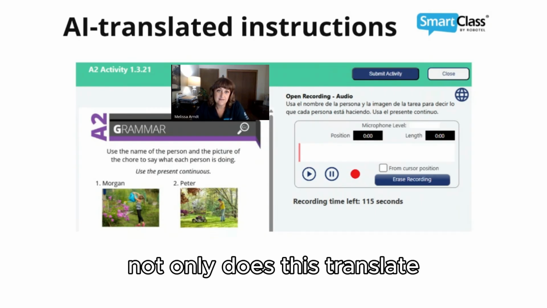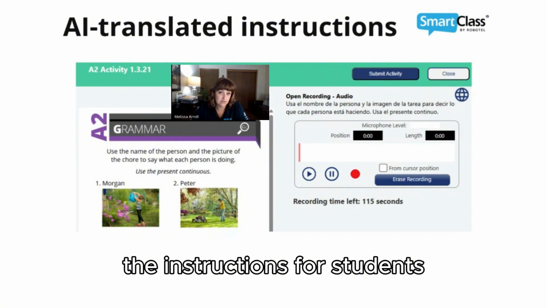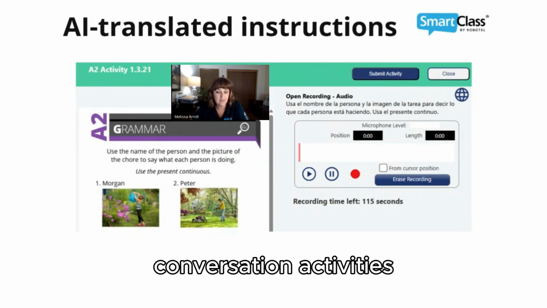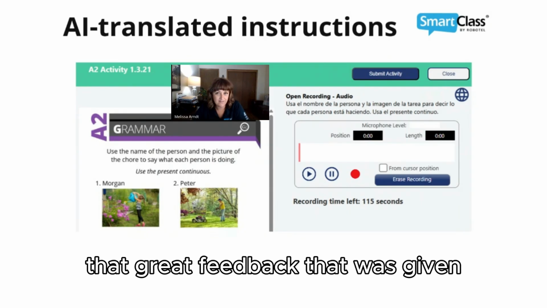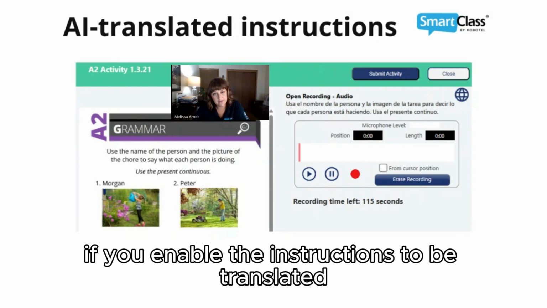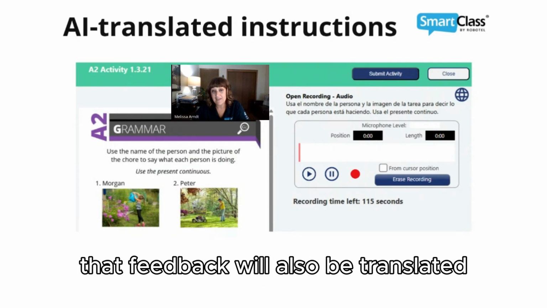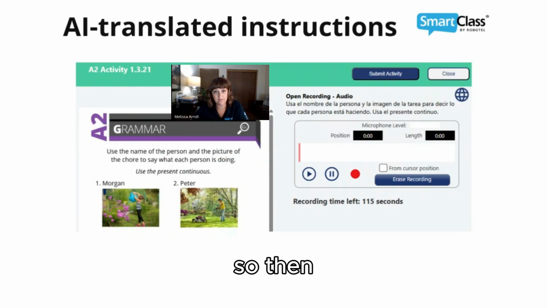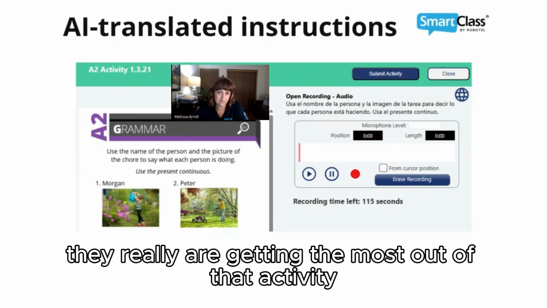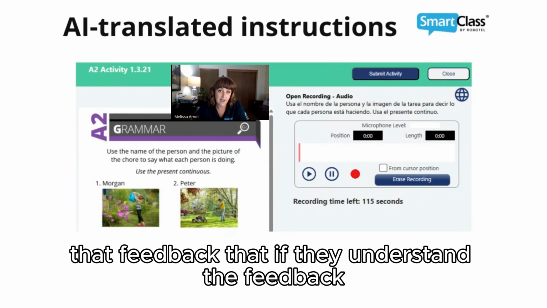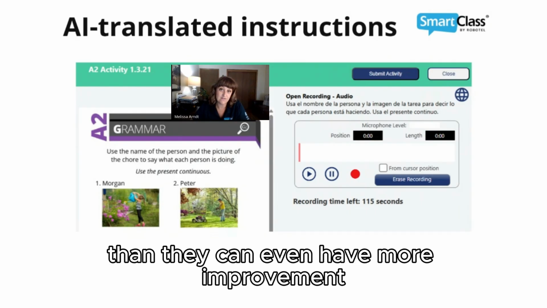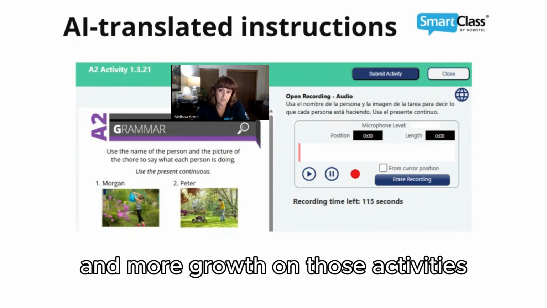Not only does this translate the instructions for students, but what we saw before with the AI conversation activities, that great feedback that was given, if you enable the instructions to be translated, that feedback will also be translated into the student's native language as well. So then they really are getting the most out of that activity, that feedback, because if they understand the feedback, it's more directed for them, and they can have more improvement and more growth on those activities.